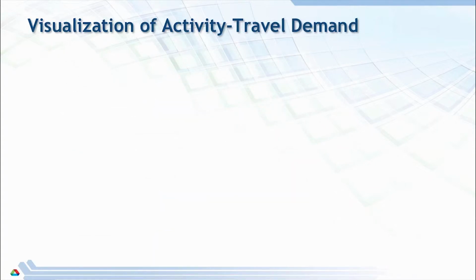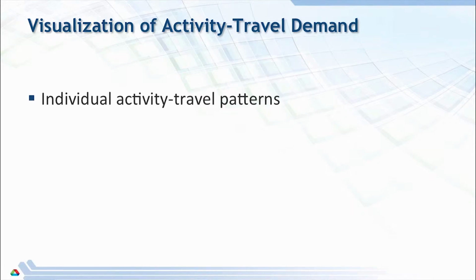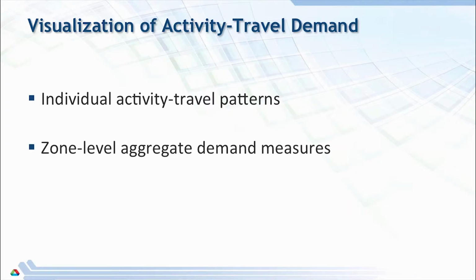Next, a series of interactive visualizations will be shown, demonstrating how the activity travel demand components and resultant measures can be viewed. The demonstration includes showing the overall activity travel pattern for any simulated agent, viewing aggregate production and attraction counts by zone, and plotting aggregate demand characteristics over time for all agents.